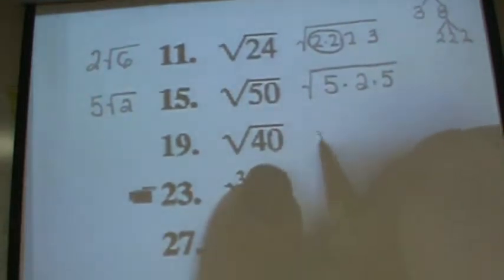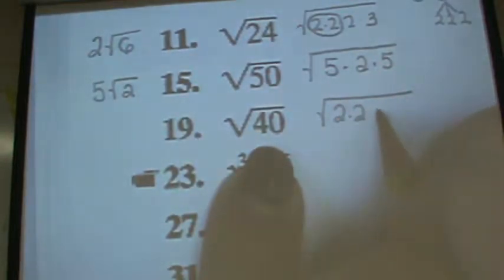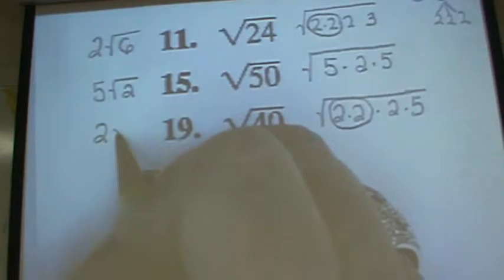40. 40 is 4 times 10, and 4 is 2 times 2, or you could say 8 times 5 is 40. We are still looking for the square root, so a 2 comes out. So this would be 2 root 10.